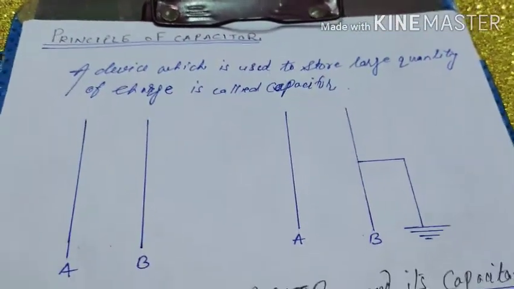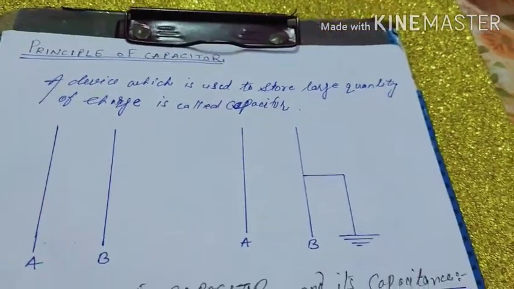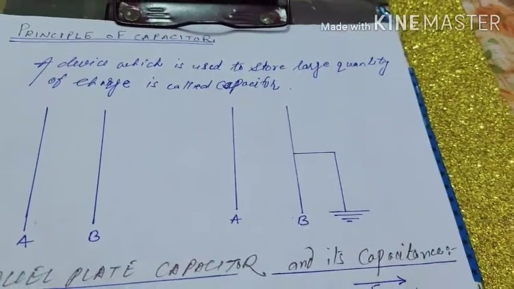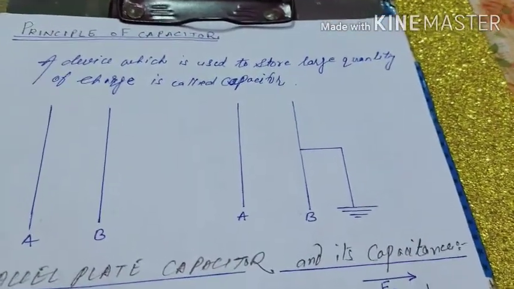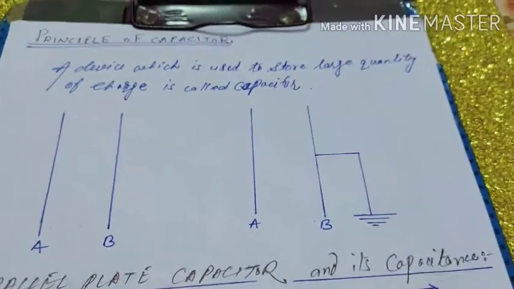First of all, a capacitor is a device which is used to store a large amount of charge. A device that is used to store a large quantity of charge is called a capacitor. Now how does it work, or what is its principle?